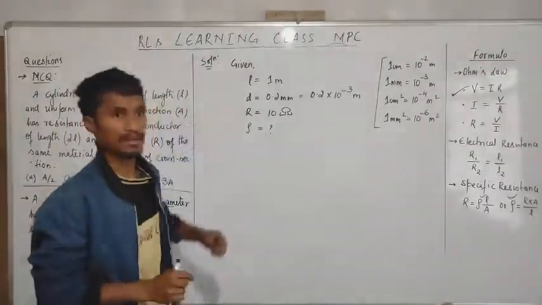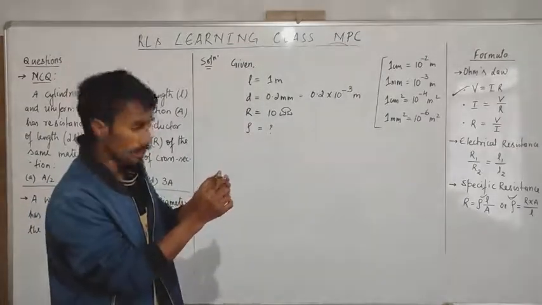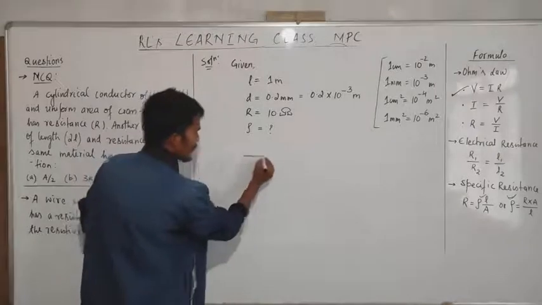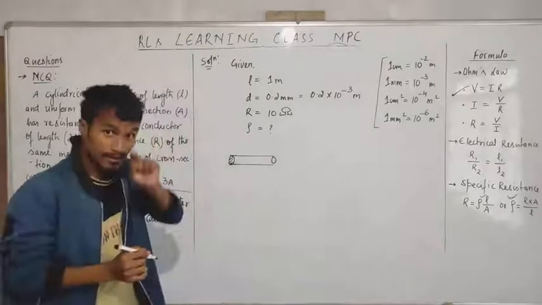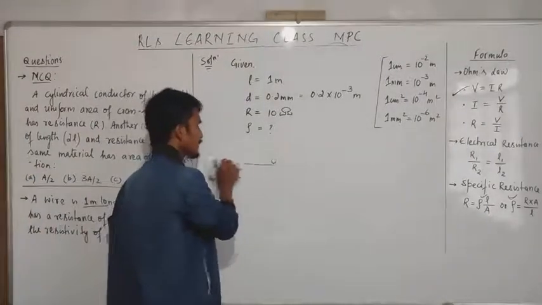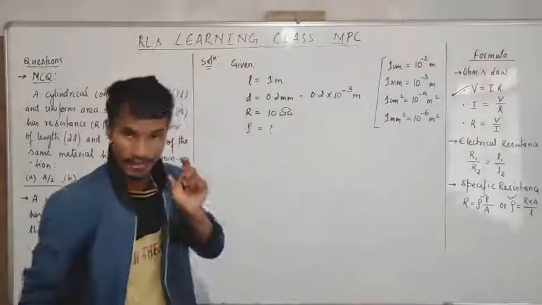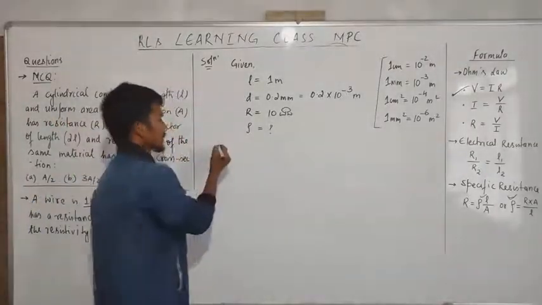Now from this diameter, can we find the area? This area is the cross section, this circle part. When we draw any conductor like this, that circle part will be the area of cross section. They have already given the diameter of that circle, the diameter of that conductor or wire. Then can we find the area? Yes.